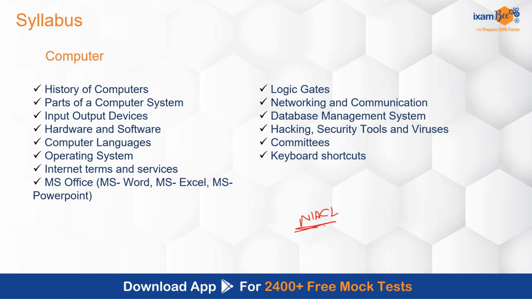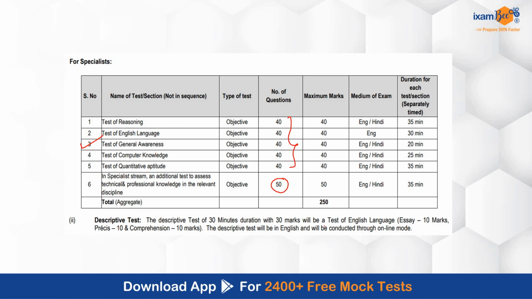In NICL AO mains, the overall cutoff was 85.5 from 200. So keeping that in mind, here your maximum marks are 250. The cutoff may go somewhere 100 plus, maybe somewhere near 120, 130. So keeping that in mind, target your score and know your strengths and weaknesses.